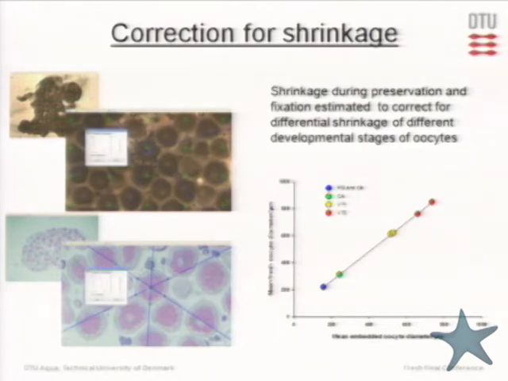We also correct for shrinkage. We have looked at fresh tissue, and we are looking at the preserved tissue, and we have made a correlation, which is a very nice linear relation, so we are able to calculate from the fixed tissue on the slides to fresh oocyte diameter. That is called the nucleator method, also in the software, and is used to estimate the size of the oocytes.